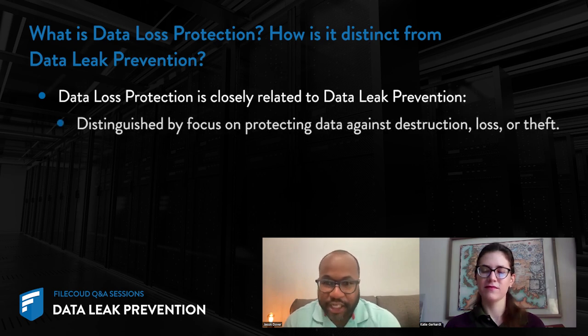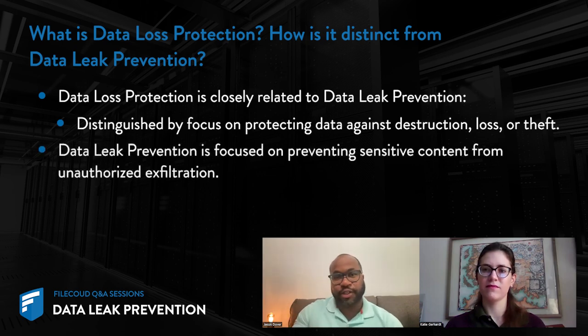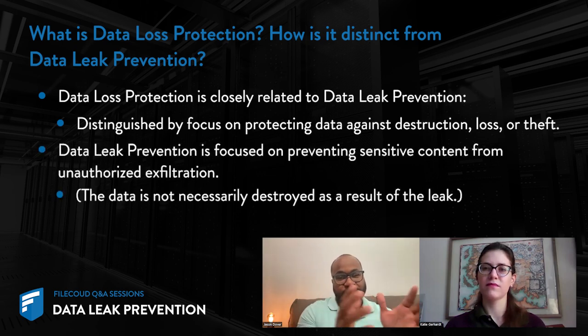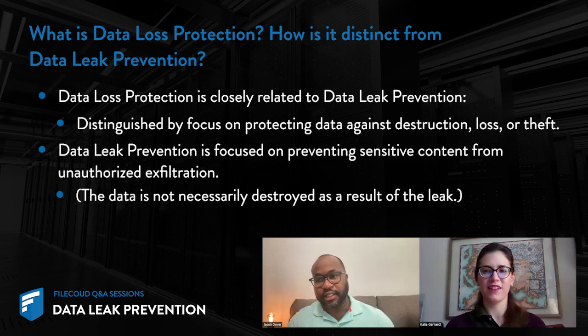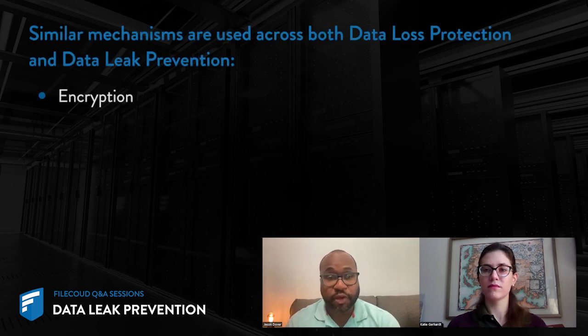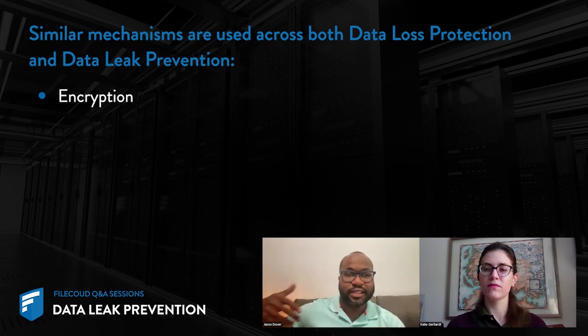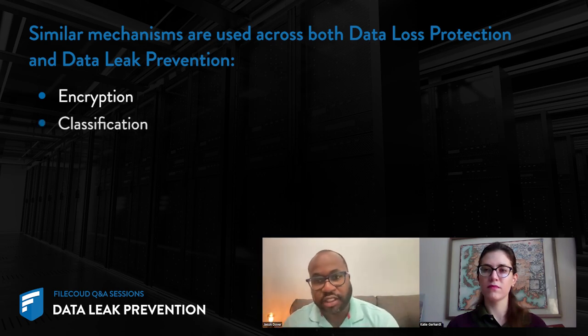Data loss protection, though, would be a bit more focused on protecting content from destruction or loss, as the name implies. Now, of course, leaks are a little bit different because you haven't necessarily destroyed or lost access to the content, other than in the case of, let's say, a ransomware attack. So they certainly do overlap, but there's a bit of a difference. Some of the same mechanisms would still play in, though, encryption as an example, so that you couldn't get directly at the content and destroy it. Classification would still play in because you need to understand what's in your environment.